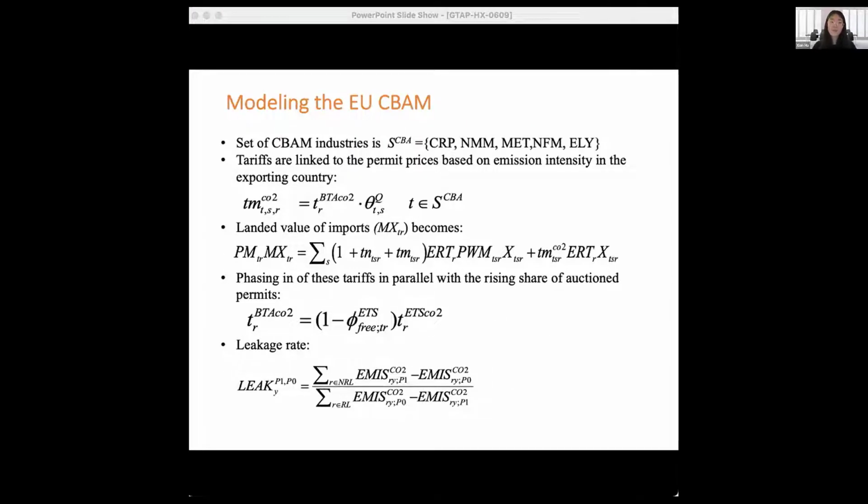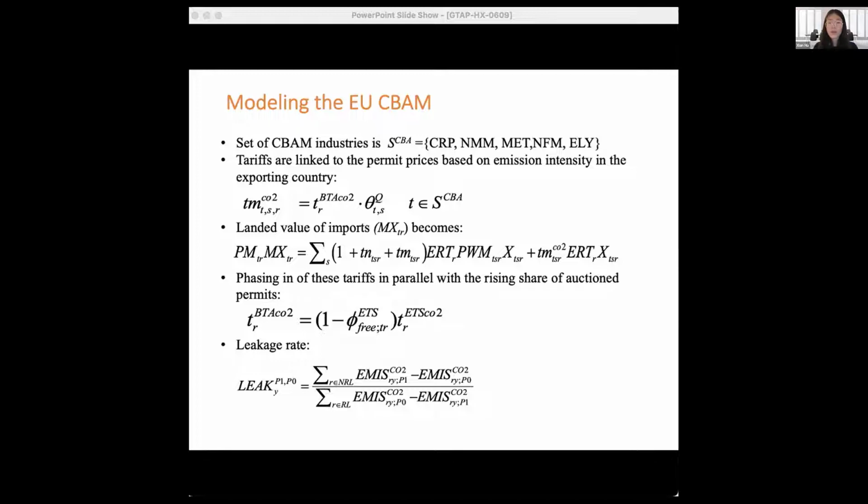So here is how we model the EU CBAM. First, we denote the CBAM set as S_CBAM, and we calculate the tariff rate based on the emission intensity in the exporting country. This is the tariff rate per ton of CO2, TR_CBAM CO2. This is the same price as the EU ETS price. And this rate times theta Q, which covers the emissions from direct combustion of fossil fuels and also the embedded CO2 in the electricity used.